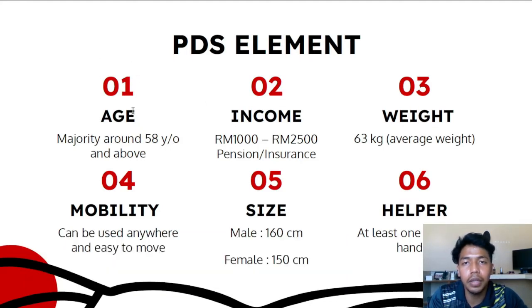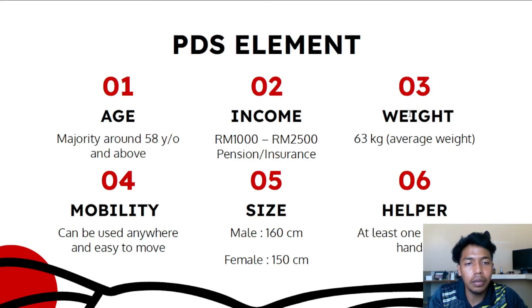The first element is the age of the bedridden patient. The majority of bedridden patients are around 58 years old and above. The second is the income, which is RM1000 to RM2500. This is considered their pension, their insurance, or their allowance from their children.